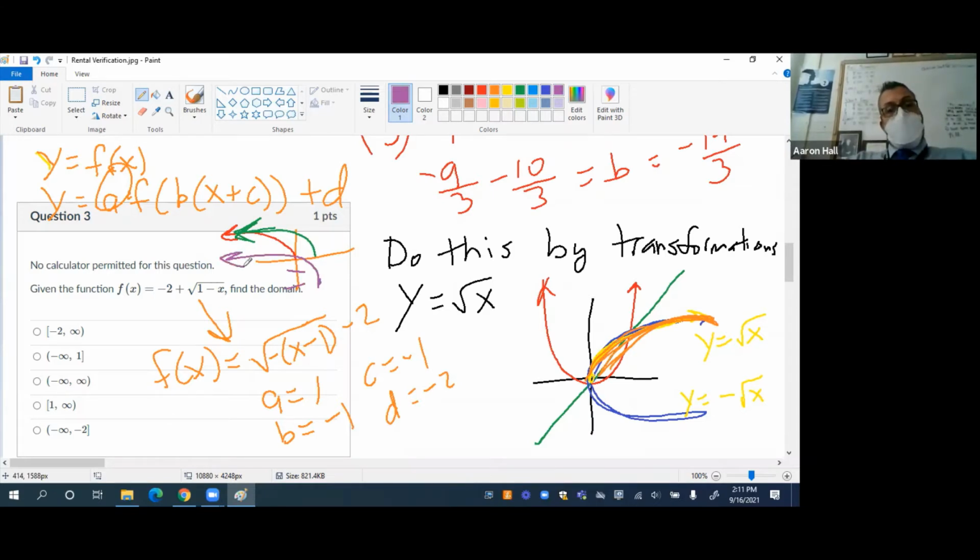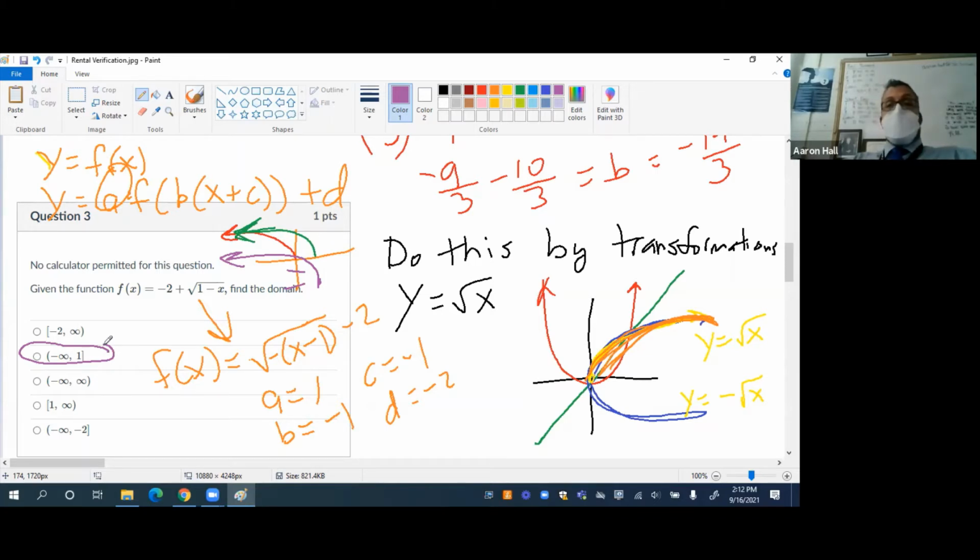Which is what? What's my domain? What are my x values? Negative infinity to 1. Yep, right there. Negative infinity to 1. Good with that?